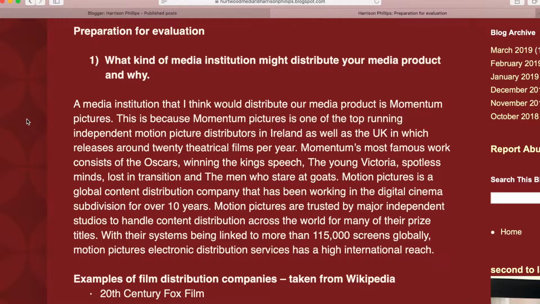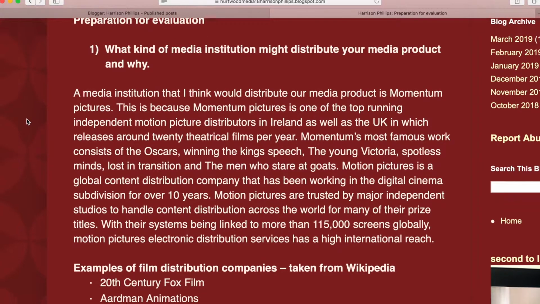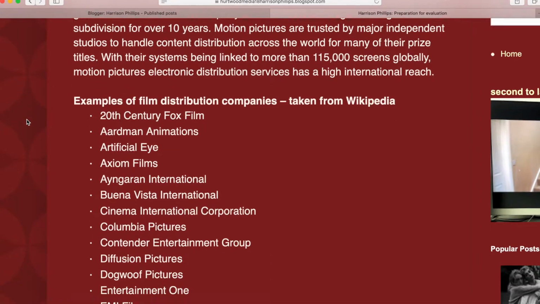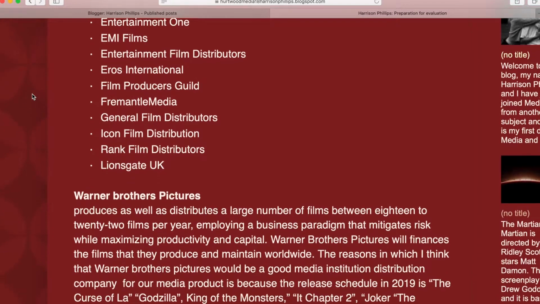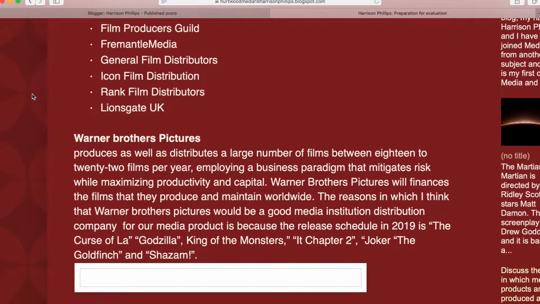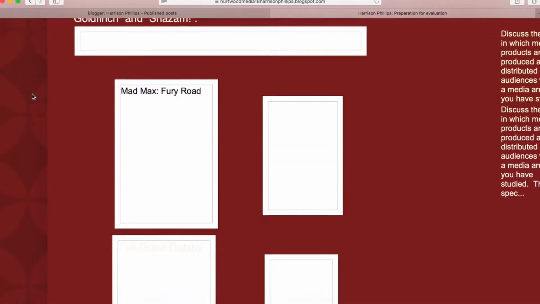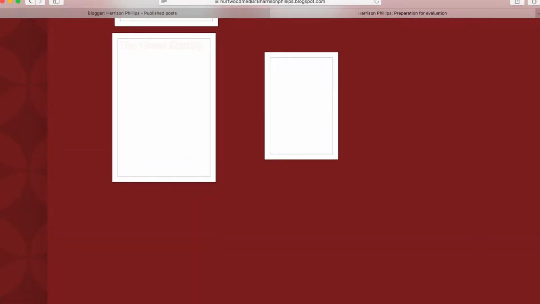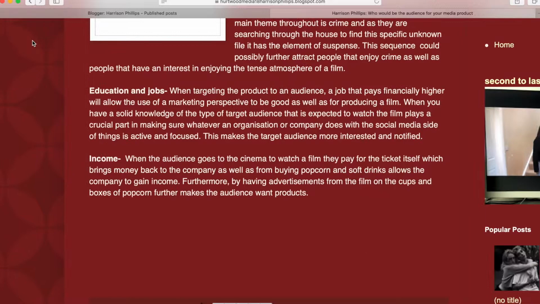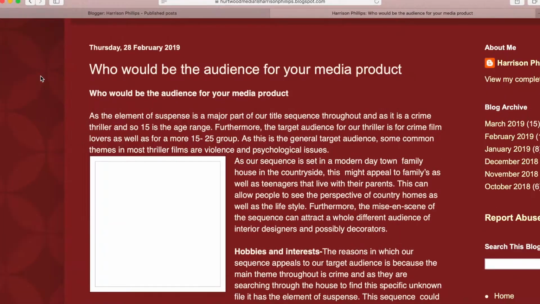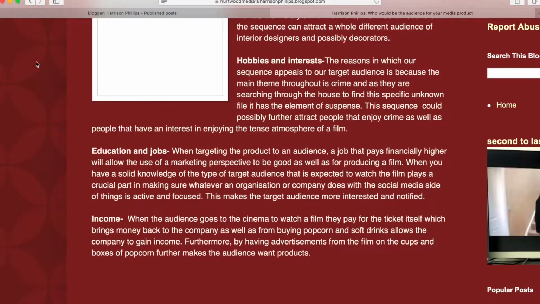We then did research into what kind of media institutions might distribute your product and why. I then decided to do a blog on who would be the audience that would view our media product. In this case, as our film is a drama thriller as well as a detective mystery, it would attract audience members that would like those type of genre.